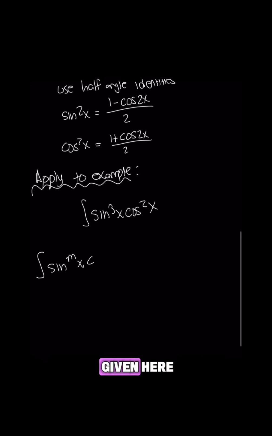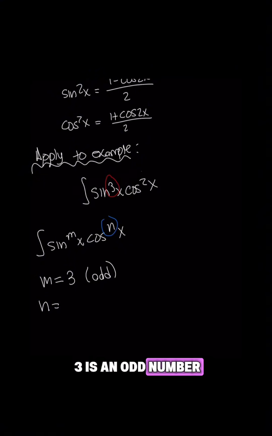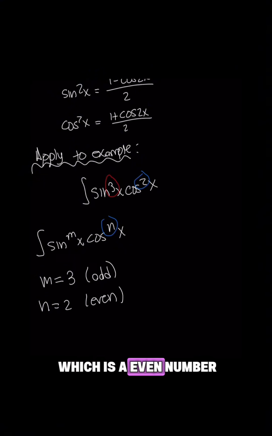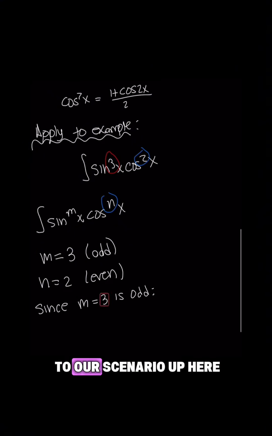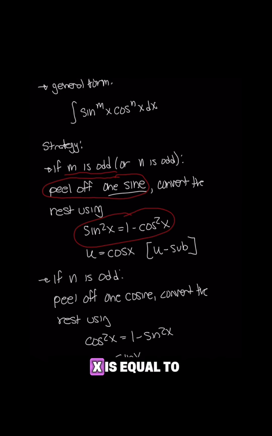The general form integral is given here. You can identify m is equal to 3, and 3 is an odd number. We can identify n is equal to 2, which is an even number. This is going to correspond to our scenario up here. We're going to have to peel off a sine, and we're going to have to use sine squared x equal to 1 minus cos squared x to represent the rest of the integral in terms of cos.